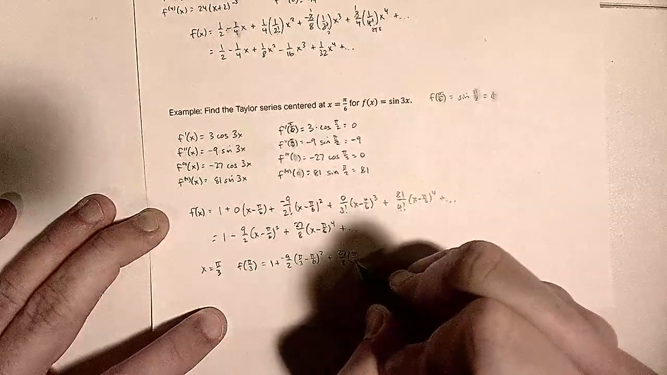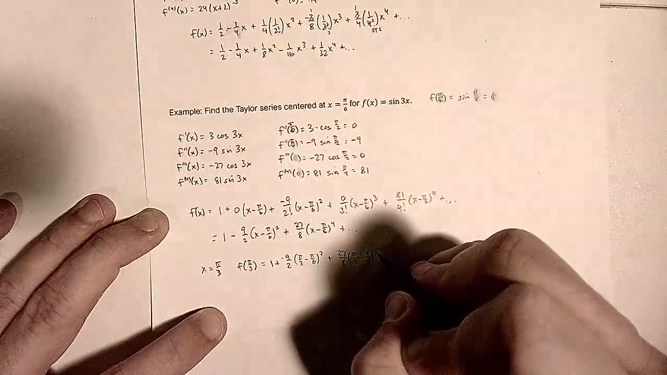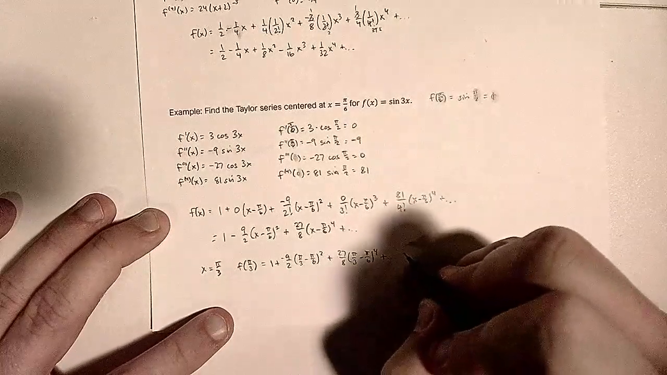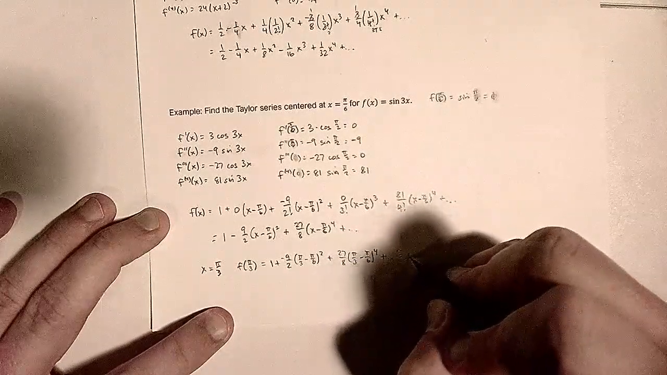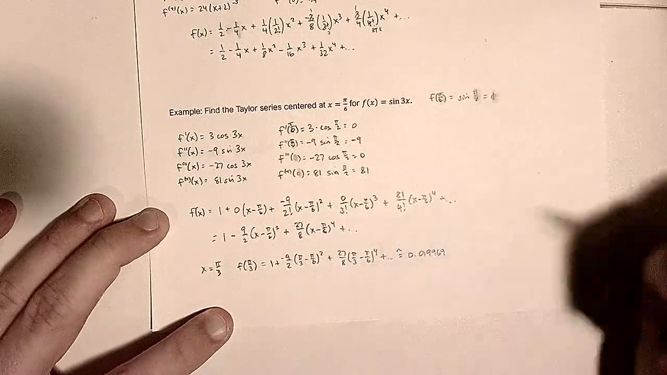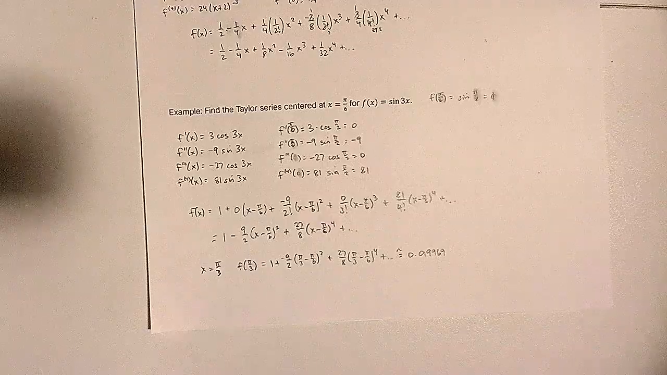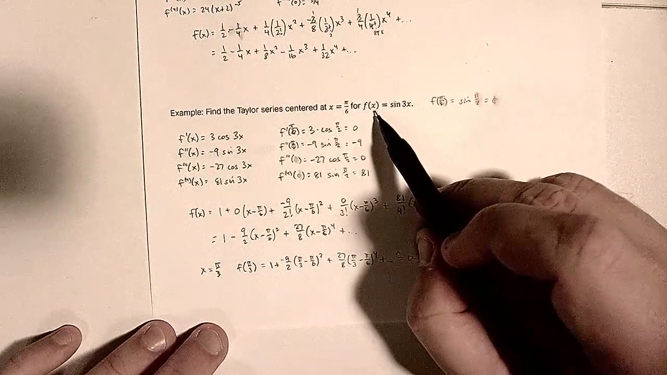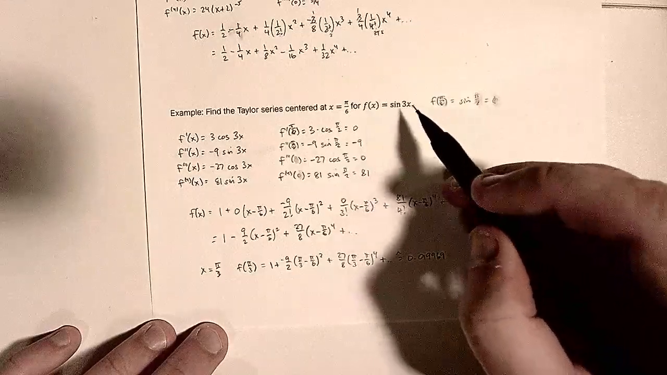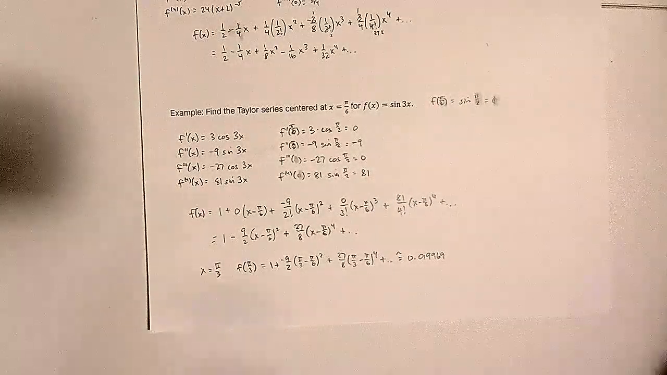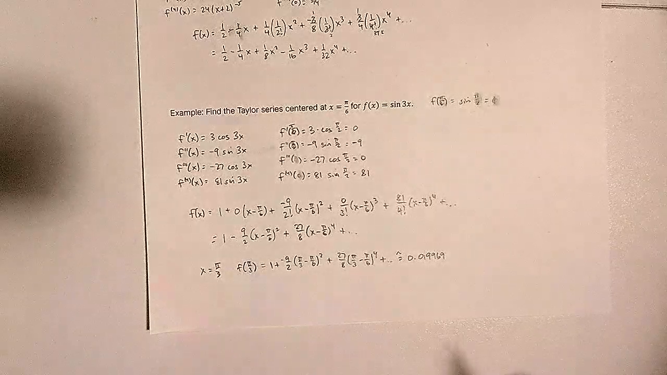And I won't take you through all the math on this. That'll be left to the student to do. But you're going to find that you're going to be about 0.019969. Now, what's the true value? Well, we can look up here, f of pi over 3 is going to be sine of pi. Sine of pi is 0. So that's the number we're actually comparing against.